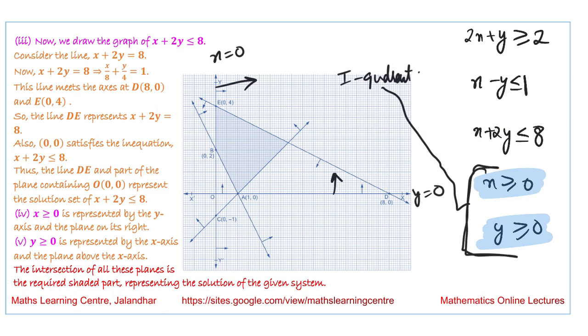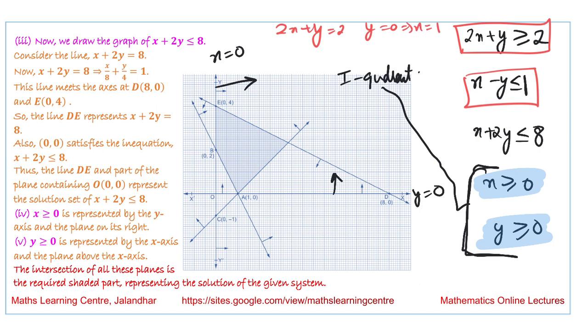Next, we are going to plot the lines corresponding to these equations. Corresponding to the first, we have 2x plus y equals 2. If we substitute y equals 0, we get x equals 1, and if we substitute x equals 0, we get y equals 2. So these are the points, 1 comma 0 and 0 comma 2, and this is the line we have obtained corresponding to the first equation.